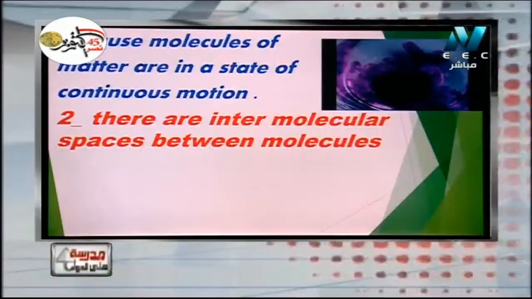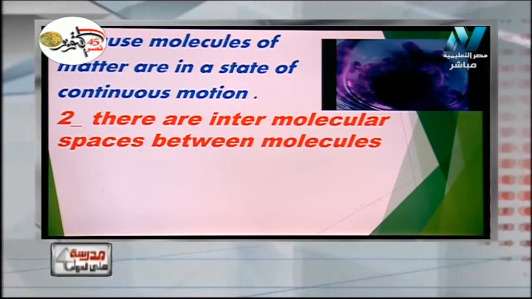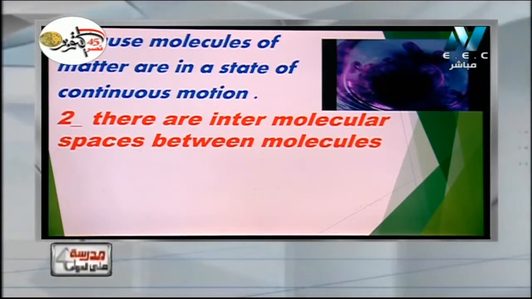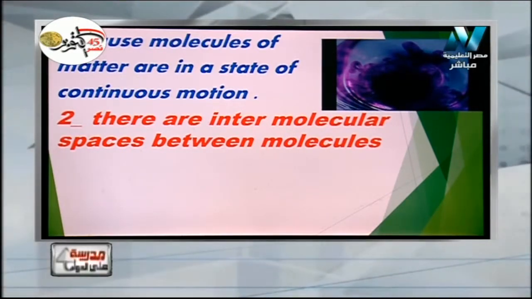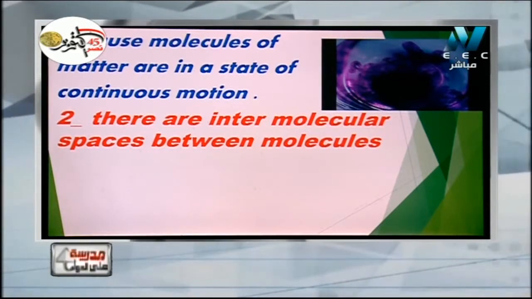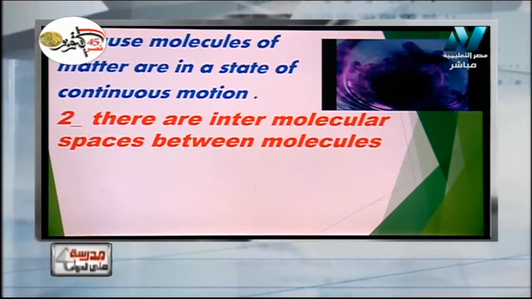They move continually. But the motion in solid substance is limited. The motion is very limited. But the motion in case of gaseous state as water vapor is very, very high. So, number one, the molecules of matter are in a state of continuous motion. Number two, there are intermolecular spaces between molecules. What is meant by intermolecular spaces? It means spaces between what? Between molecules.